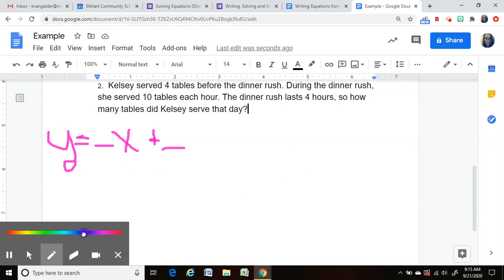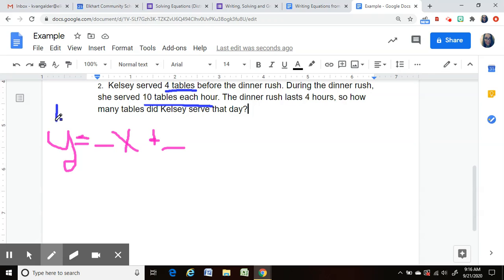So for this example, we have Kelsey serving 4 tables before the dinner rush. During the dinner rush, she serves 10 tables each hour. So I have time represented by hours and tables. Does how many tables she served depend on how many hours she was working? Does how many hours she worked depend on how many tables she was serving? The tables depend on the hours. So tables depend on hours.